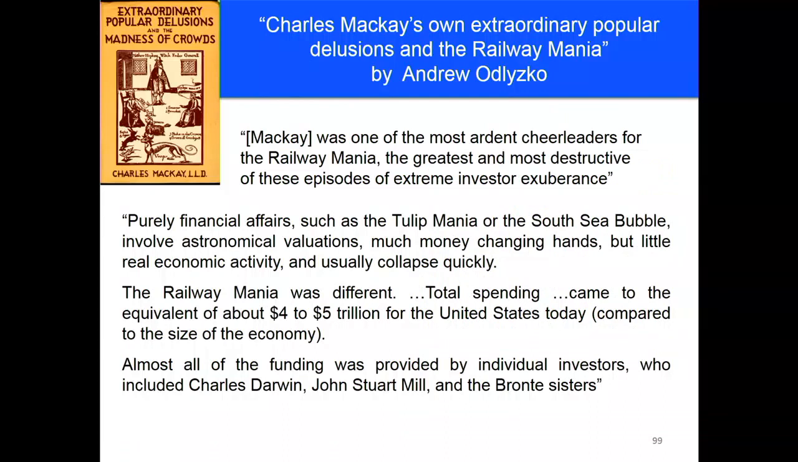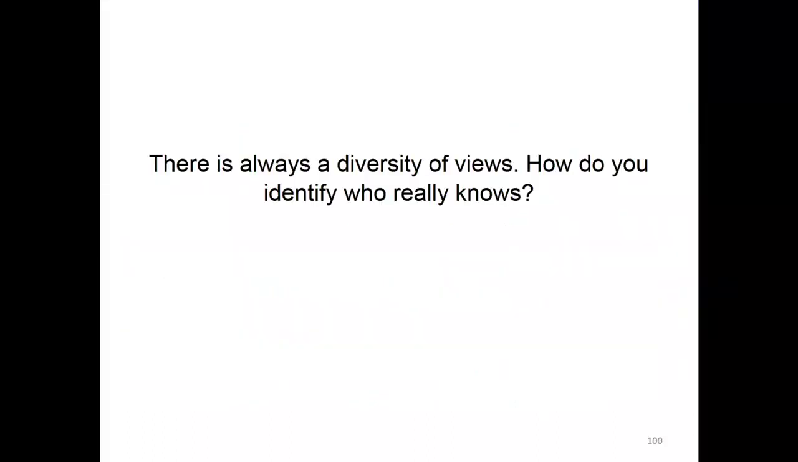Similarly, Charles Mackay spoke about other delusions, but he didn't talk about his own delusions, and he didn't talk about the railway mania, which was another spectacular collapse, because the people involved there were people like Charles Darwin, John Stuart Mill, and the Bronte sisters, respectable people. They couldn't have been irrational. So there's always a diversity of views. How do you know who really knows?